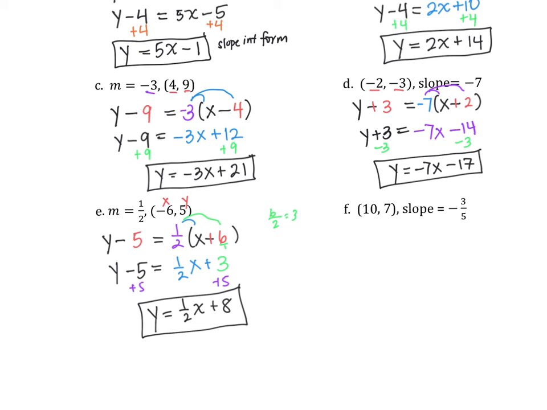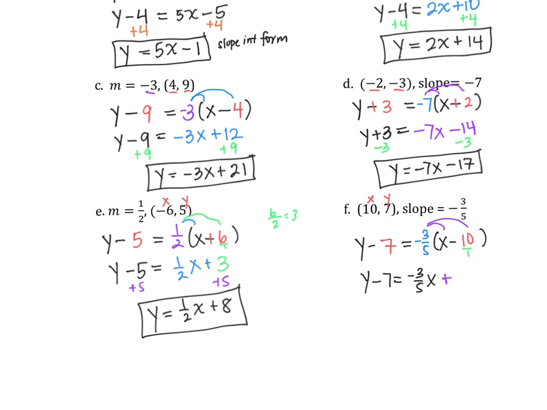Last one. Just to give you one last fraction and a negative. Negative 3/5 times x is just negative 3/5 x. That's not bad. Negative 3/5 times negative 10. Well, negative times negative is going to be a positive. But I'm not going to do this in my head. I'm going to put a little 1.